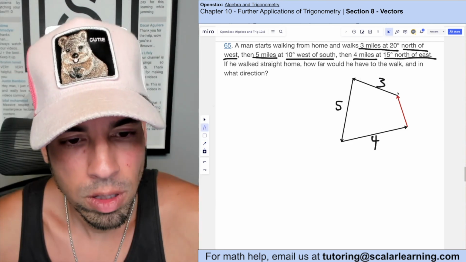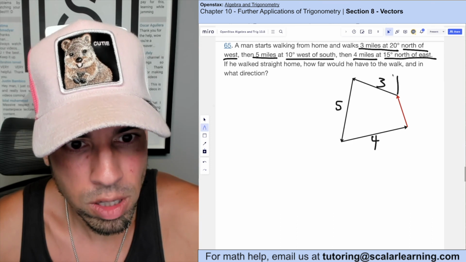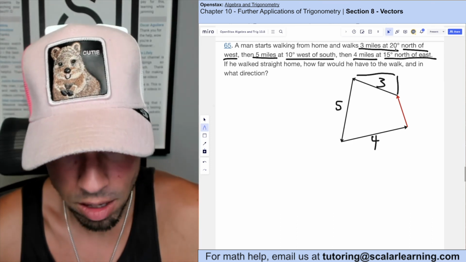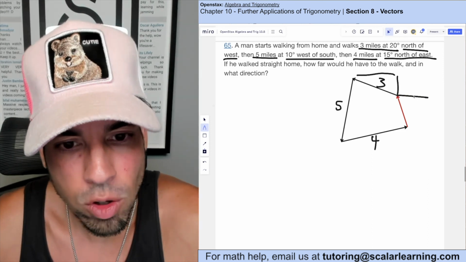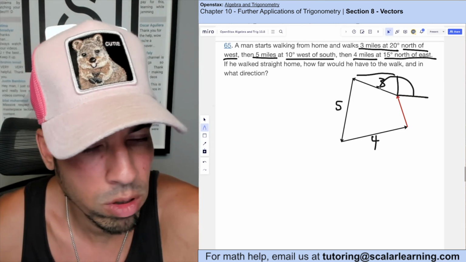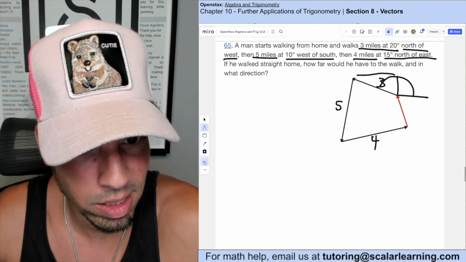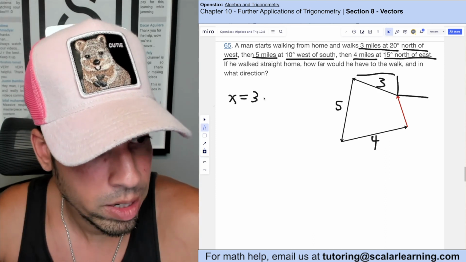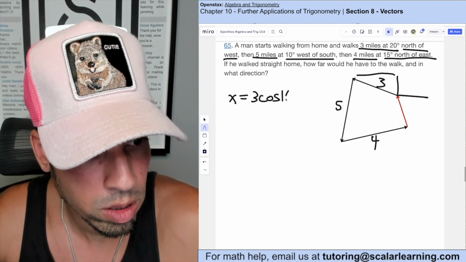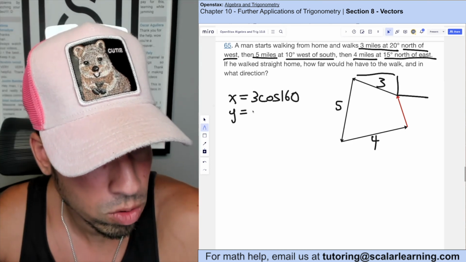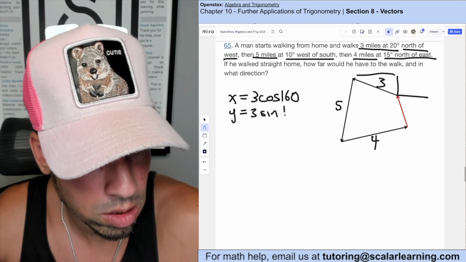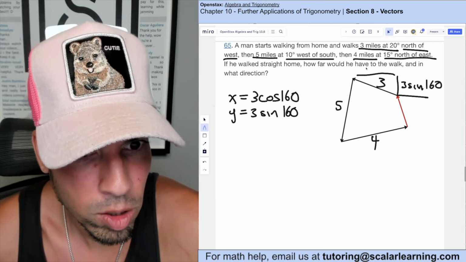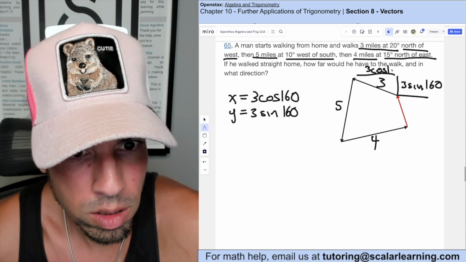So to get the vertical distance and the horizontal distance for this one coming across, I'm going to use that magnitude 3 and that angle of 20. And again, really that angle coming across here is 20 north of west, which is really the same as 160 degrees. So the horizontal distance is 3 cosine of 160, and the vertical is 3 sine of 160. So for now, we'll just put 3 sine 160, and then coming across 3 cosine 160.